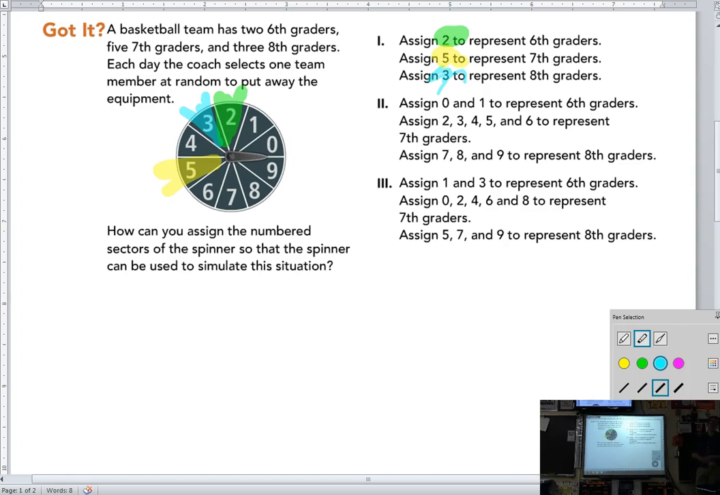So remember, all we're doing is picking somebody to put away the equipment. But does this give every person an even chance of the outcome? Whoever made up option one totally misunderstands what the question is saying. This is a complete misunderstanding. We want a quantity of two to be 6th graders because there are two of them. We want a quantity of three, but they interpreted it as the number. So this, you could just really cross out. It's totally malarkey. It's trash.